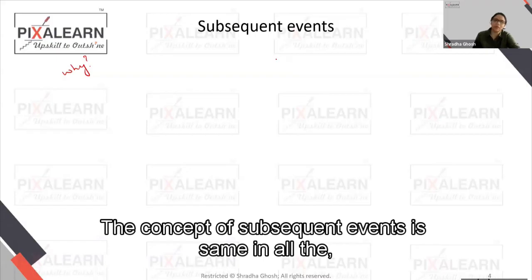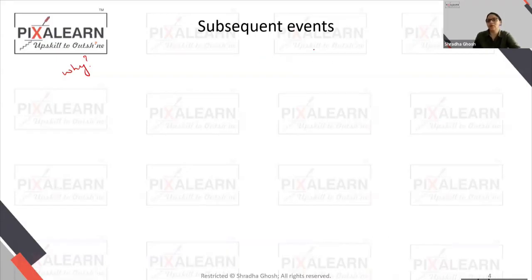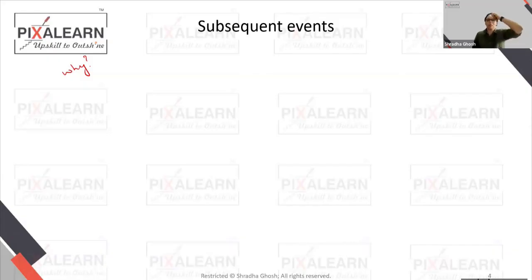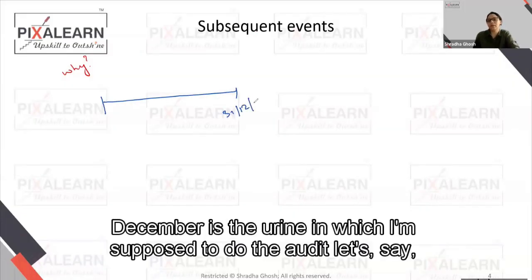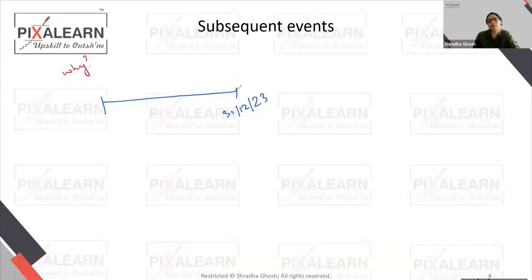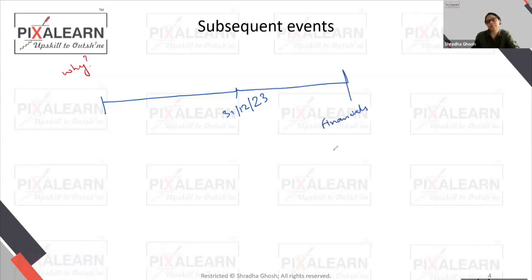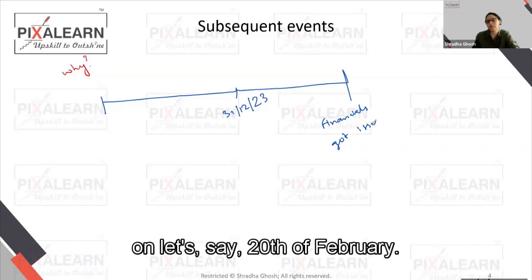The concept of subsequent events is the same in all the standards: IFRS, Ind AS, US GAAP, everywhere. It is a similar topic and there are no changes. First, what's the need for it? Let's say 31st December is the year end in which I'm supposed to do the audit. Let's say this was 23. And then my financials got issued on, let's say, 20th of February.